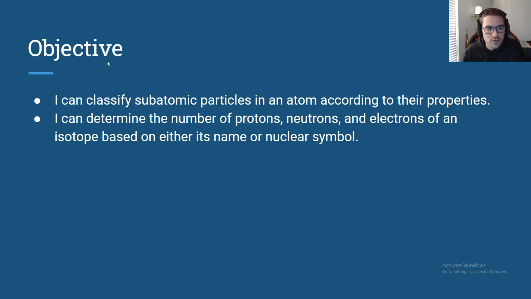The objectives for today: at the end of today's video, you're going to be able to classify subatomic particles in an atom according to their properties. And you're also going to be able to determine the number of those particles, okay, so the number of protons, neutrons, and electrons of an isotope based on either its name or nuclear symbol. So we're going to be getting into all that here in just a few minutes.